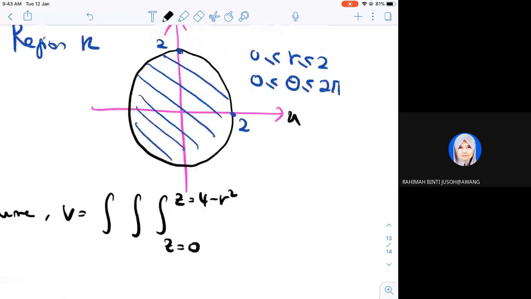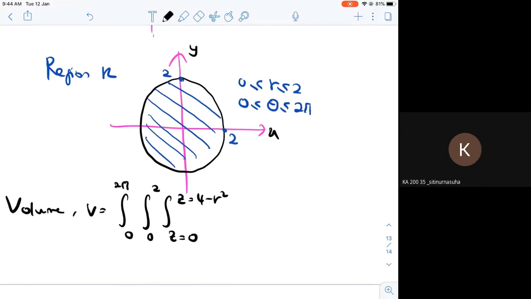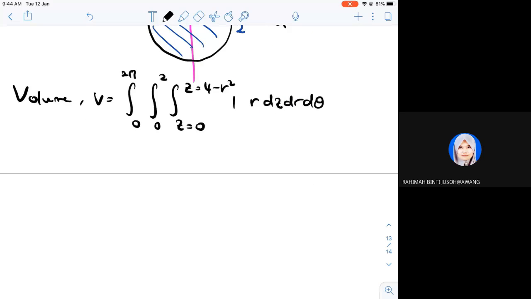Okay, now how about the radius and theta? Of course, we can see from region R. So 0 until 2 and 0 until 2 pi. Okay, calculate volume. Tengah-tengah ada function tak? Tak ada. So tak ada, dia jadi 1 je kan? Lepas tu, dia ada apa kat belakang? R, dz, dr, d theta. Yes, very good. Ada 4 beradik. You have to remember that. Kalau cylindrical, dia ada 4 terms. Okay, now baru kita boleh cari kita punya volume ni.